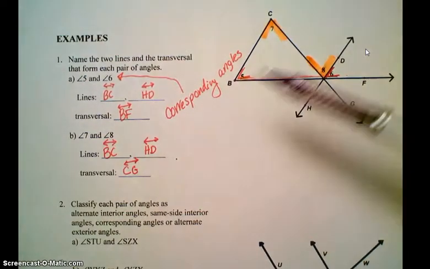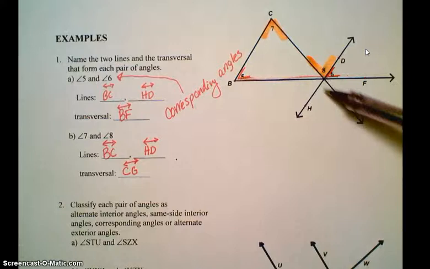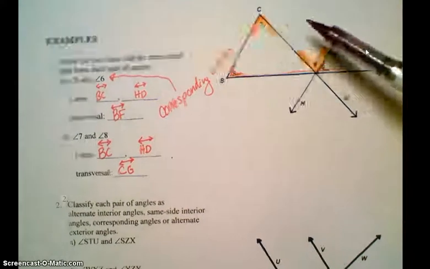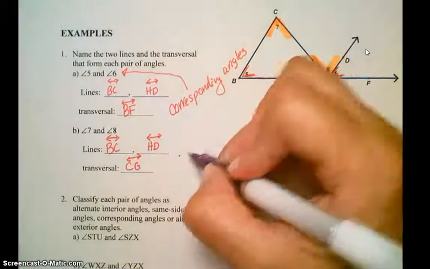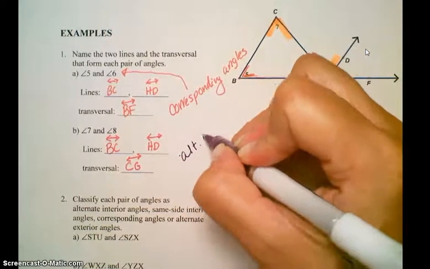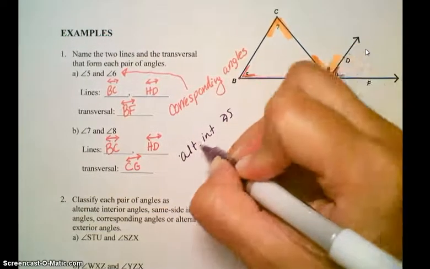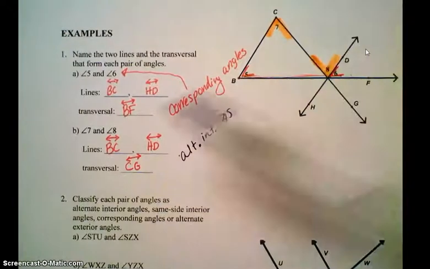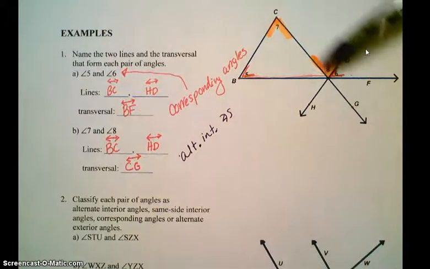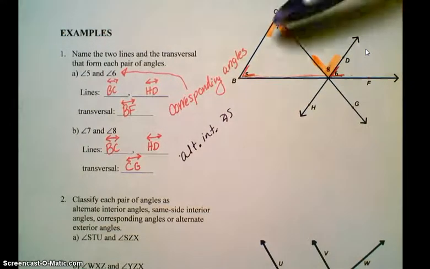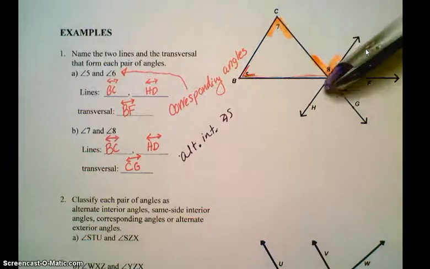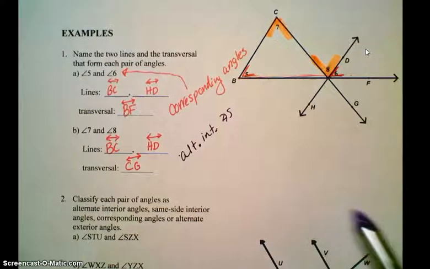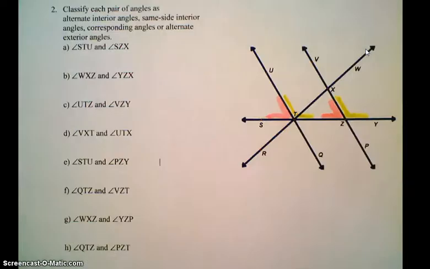Okay, so angle 7 and angle 8, you can see them outlined here in orange. Can you see the Z shape that those two angles form? So those are alternate interior angles. Also, we can see our transversal is line CG, and the two lines forming the angles are line BC and line HG. Okay, moving on to the next example.